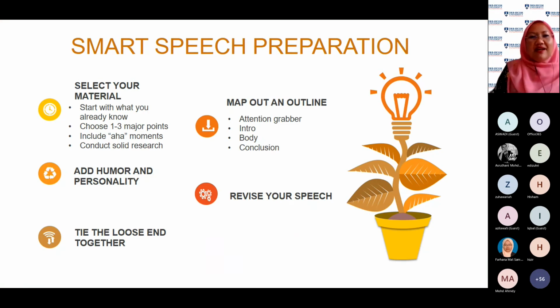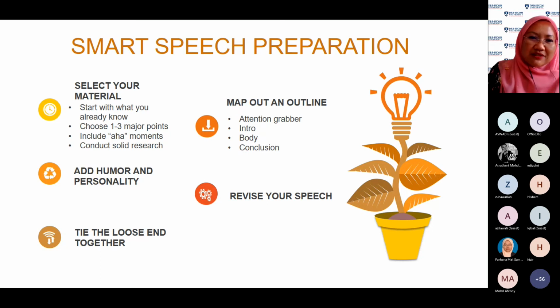Select your material, map out your outline, add human personality, revise a speech, and tie the loose ends together. Now, these are the smart speech preparation steps. I'm going to go through this very quickly. Not to say that we are about to run out of time, but we still have a few slides after this.